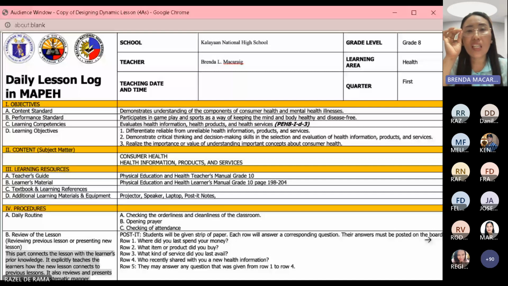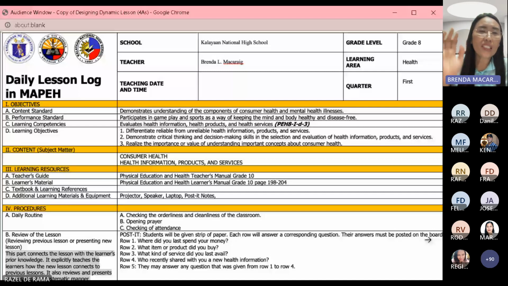Demonstrate critical thinking and decision-making skills in the selection and evaluation of health information, products, and services. Third, realize the importance or value of understanding important concepts about consumer health. So sa content subject, the content or subject matter, this is the specific content that the lesson aims to teach, no? So health information, products, and services.